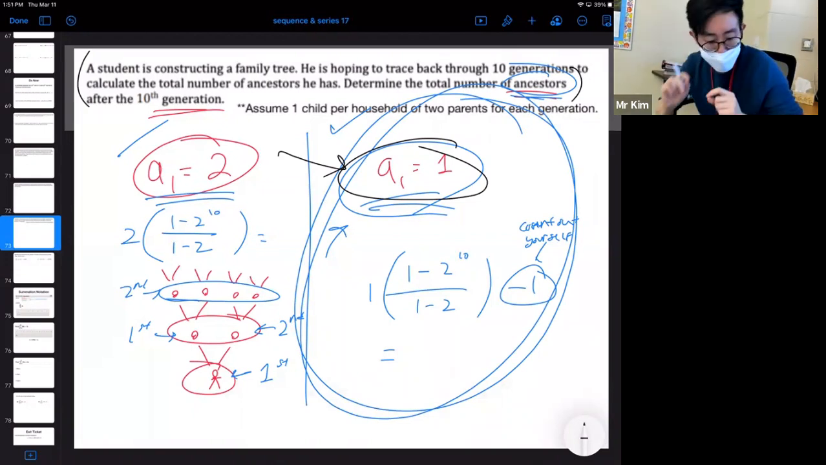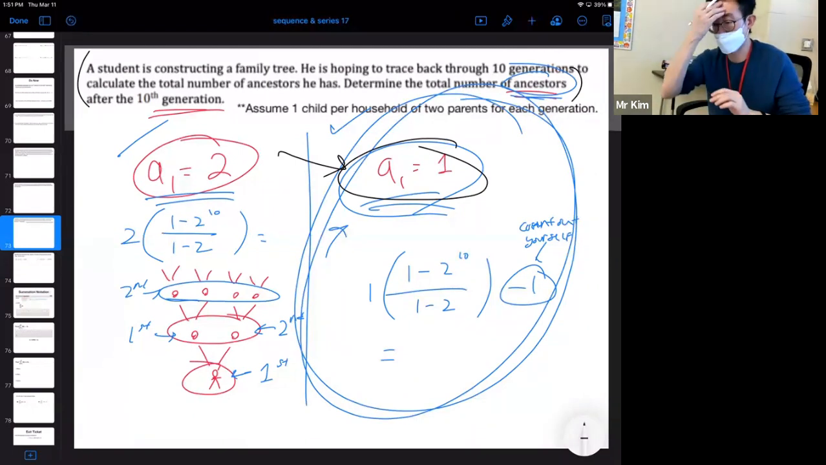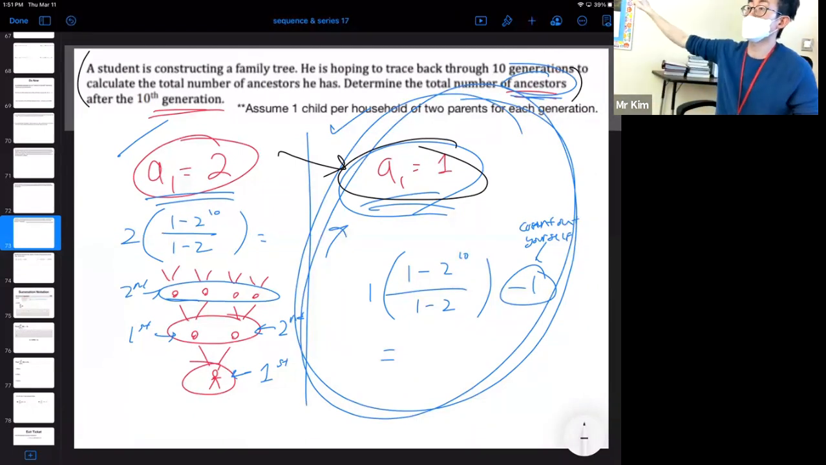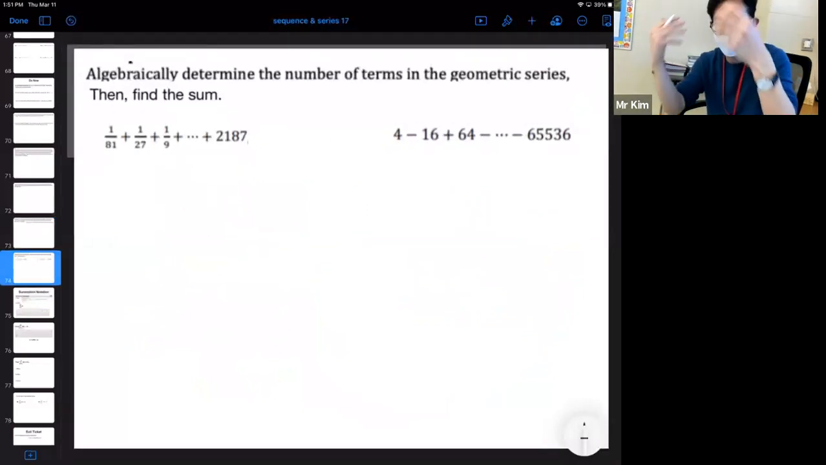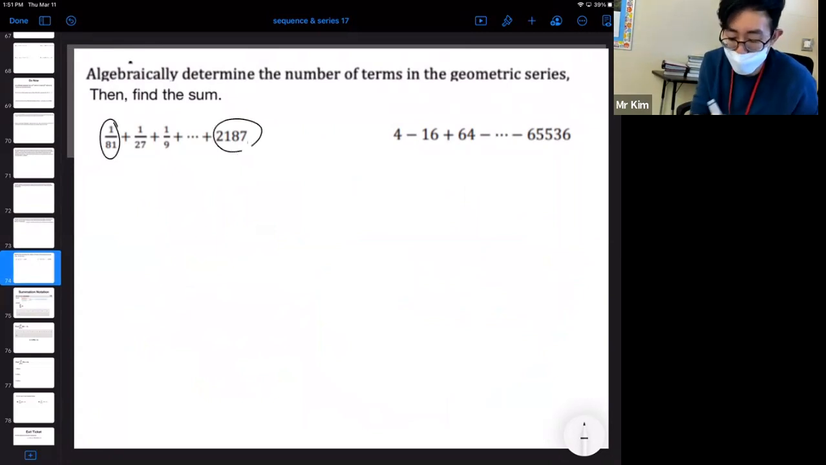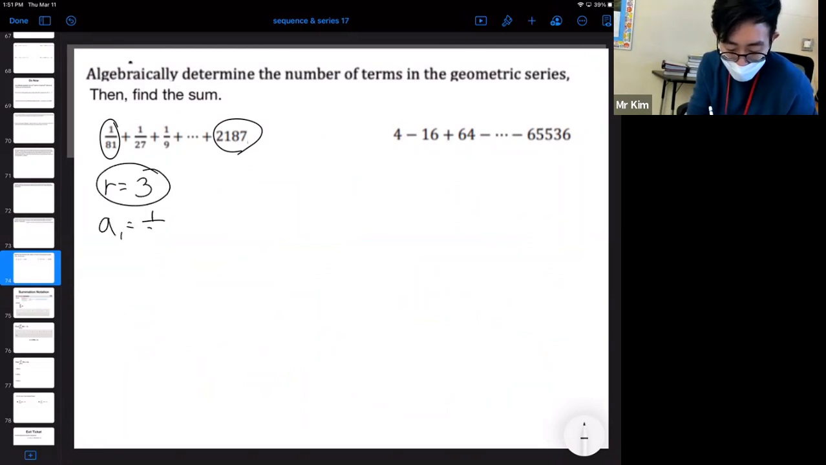And I'm going to briefly go over the next two problems on the worksheet. Olivia, are you okay? Can I move on? Yes, okay. All right, so algebraically determine the number of terms in the geometric series, then find the sum. I have 1/81 all the way to 2,187. I want your verbal input for this, please. So Owen, let me start off with you. What's the common ratio here that you found? 3. Excellent.